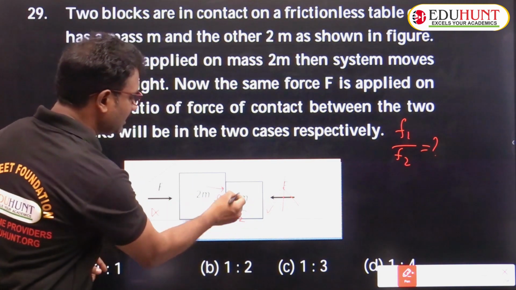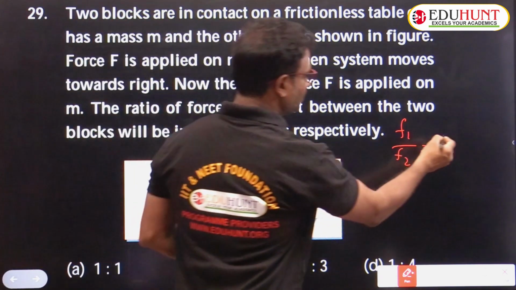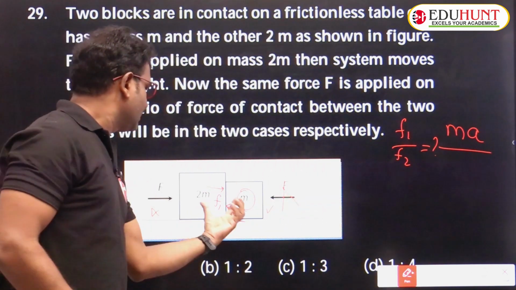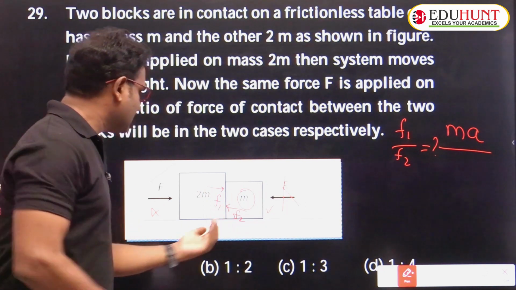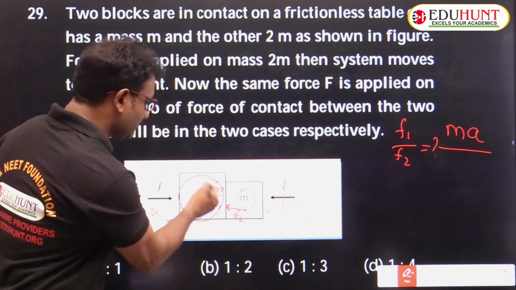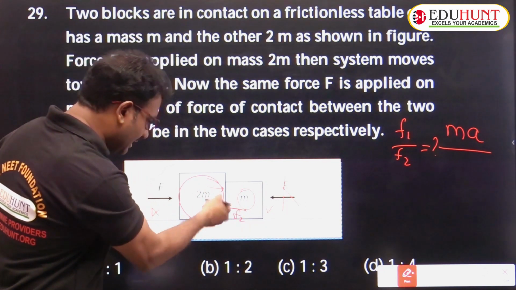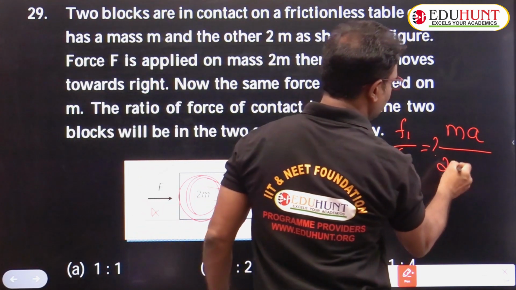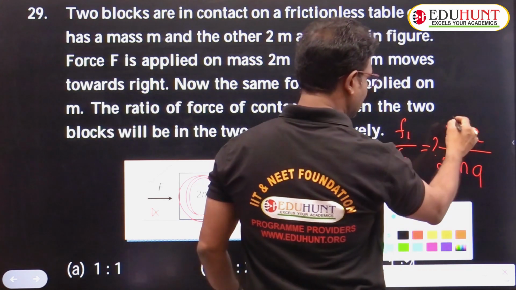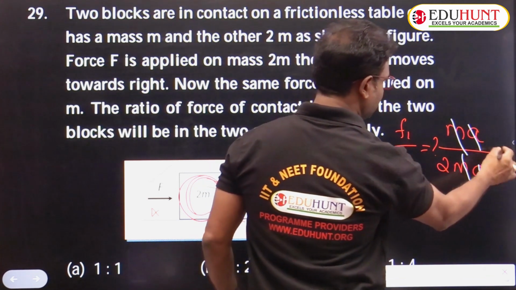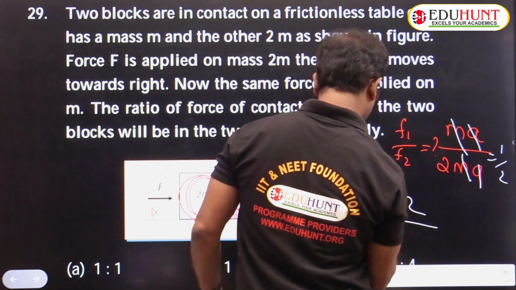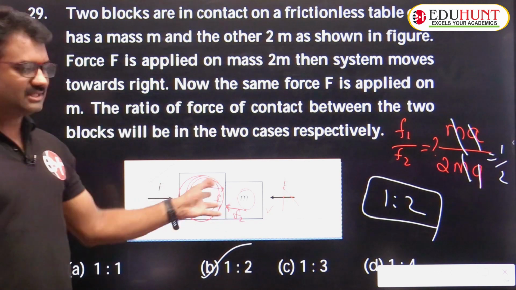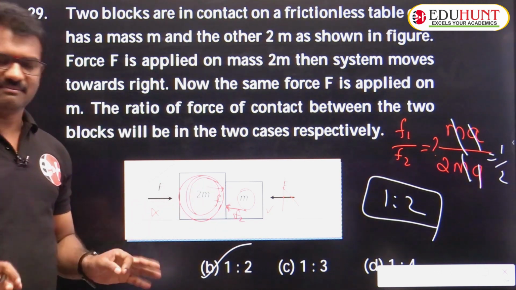Hence in the two cases the acceleration is same. So here F1 means this mass into acceleration of the system, so small m into acceleration of the system. In the second case, the force is applying in this direction. So F2 means this force F2 is moving the mass 2m, that's 2m mass into acceleration of the system, that is equal to 2m into a. Now ma gets cancelled and it is nothing but 1 by 2. The answer is 1:2. No need to find acceleration because we know that the acceleration is same. That's enough.